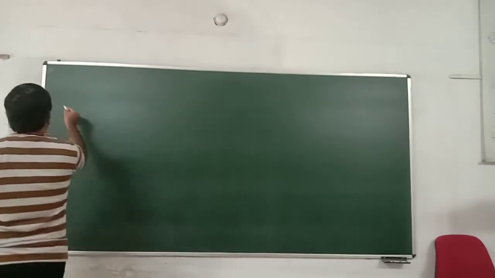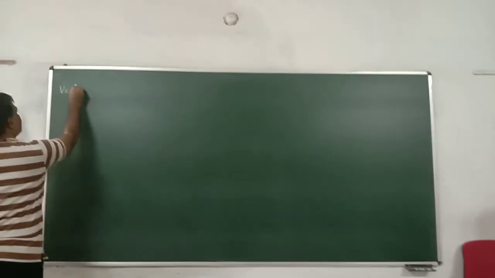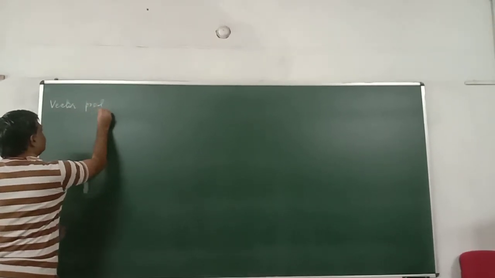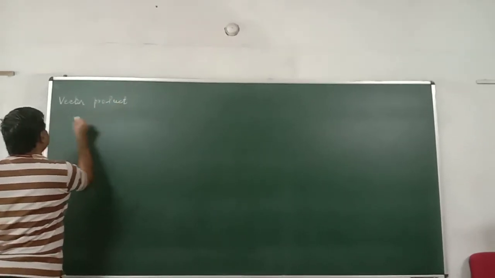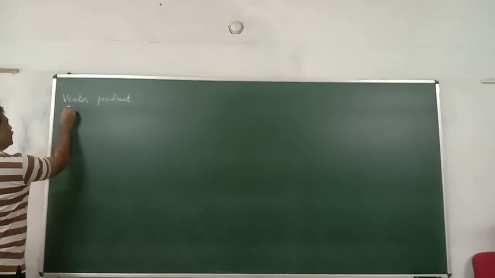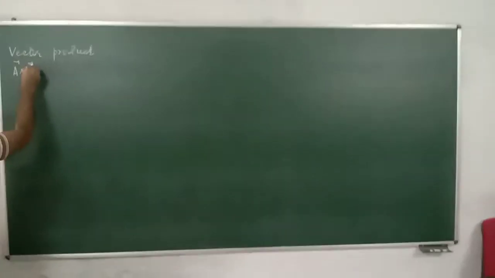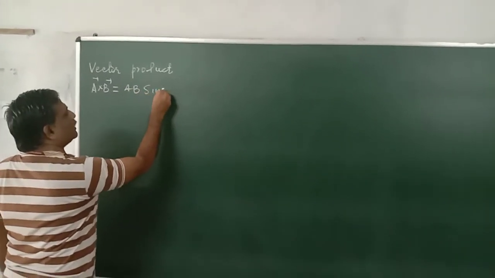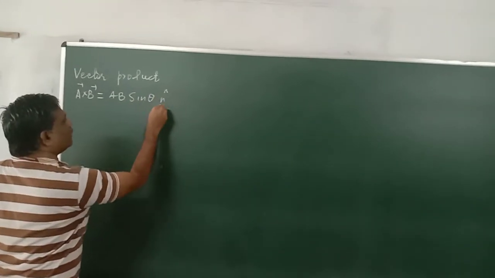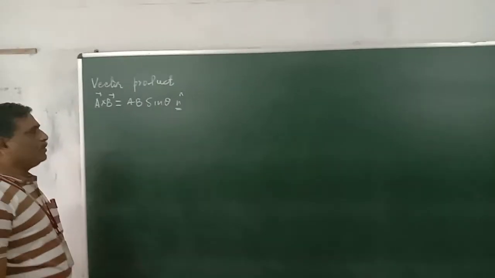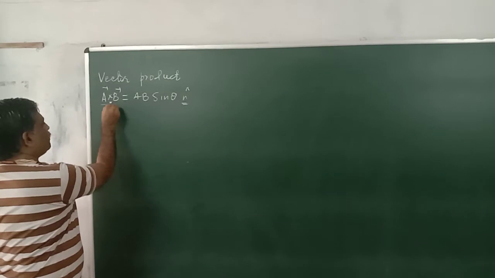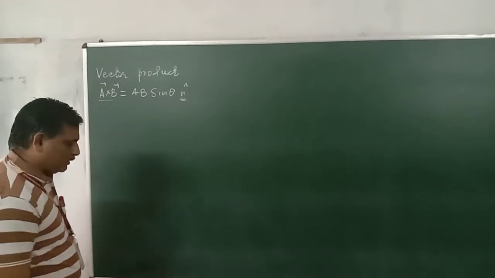Now, this vector product we can write as the vector product of two vectors, A cross B, is equal to AB sine theta n cap, where n cap is the unit vector perpendicular to the plane containing both the vectors.